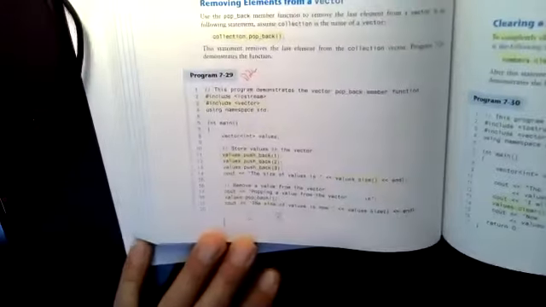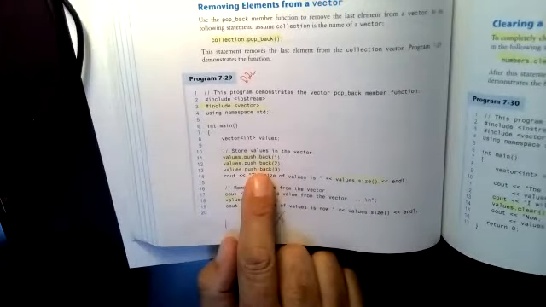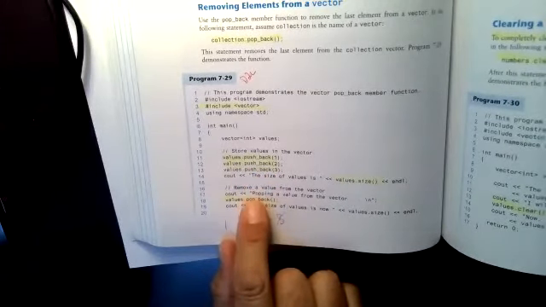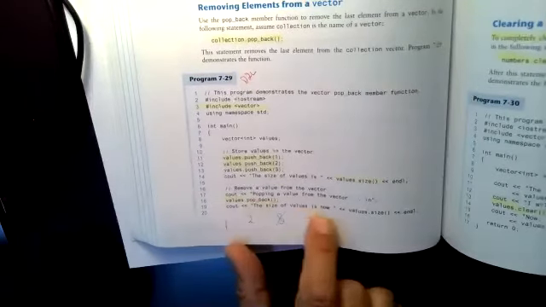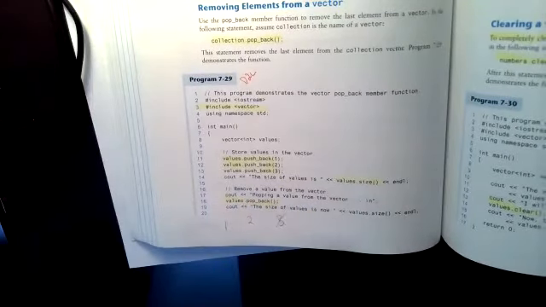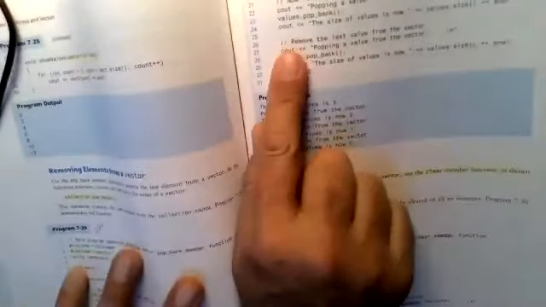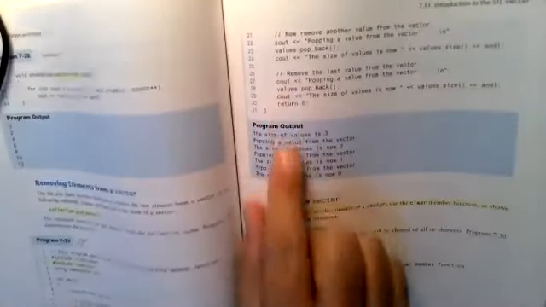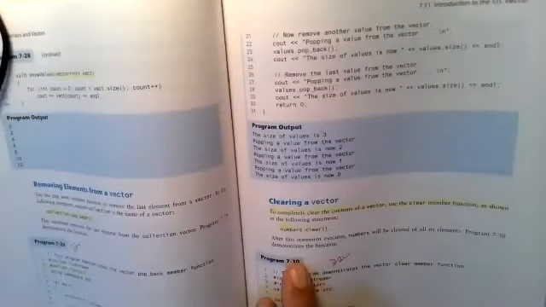Taking a look at the example down here. Pushback 1, pushback 2, pushback 3. Pop back. I'm getting a value from pop back. It's eliminating the 5. Here we start talking about the size. I keep popping values out.